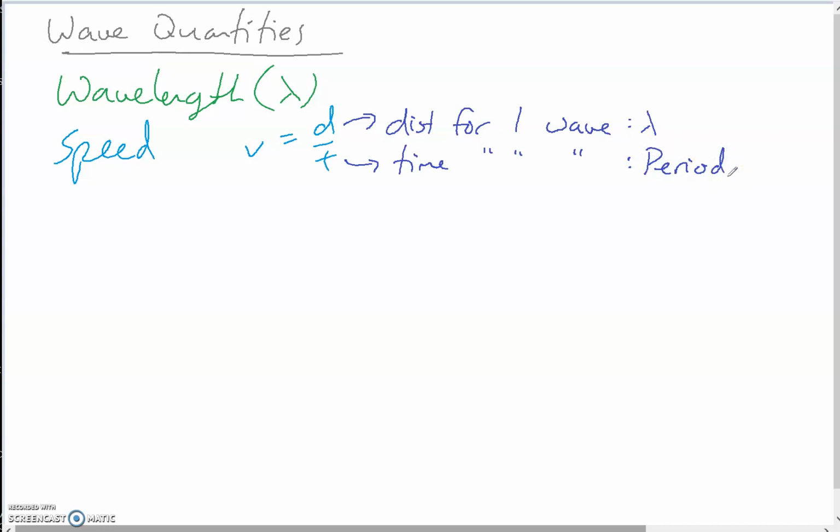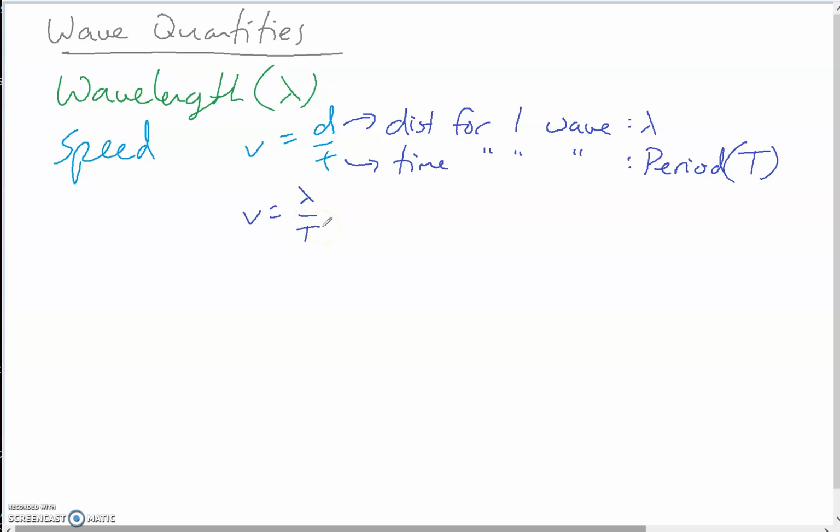And the symbol for period, the time for one thing to occur, is a capital T. And this is why when you guys are doing basic kinematics and all that kind of stuff, when you're writing time, you can't put a capital T, because a capital T is a very specific kind of time. It stands for period. So if we use the distance for one wave, which is the wavelength, we can use the time for one wave, and that's called the period.